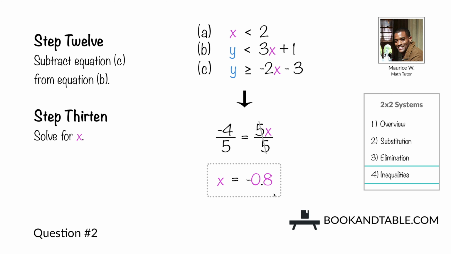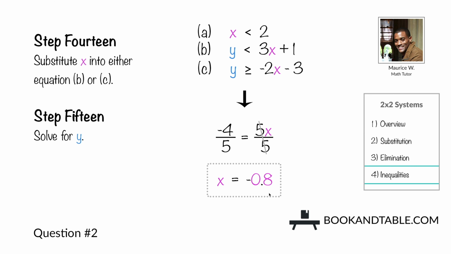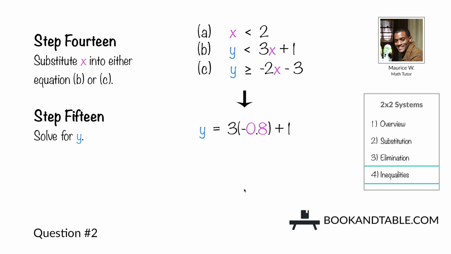So now we know the x-coordinate for this vertex, so we could substitute x into either equation B or C and then solve for y. So if we plug it into B, here, we get 3 times -0.8, which is -2.4, plus 1 would give you -1.4. So vertex BC is where x is -0.8 and y is -1.4.